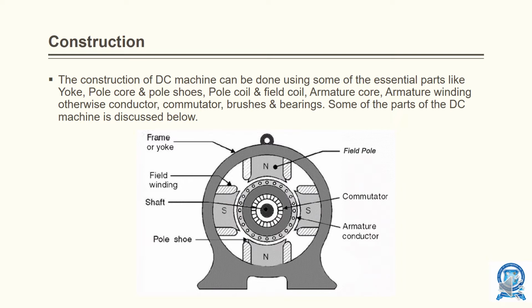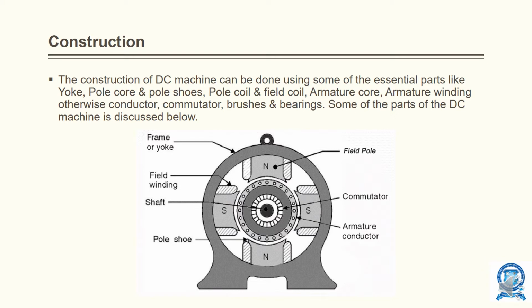The third thing is the commutator, which is mounted on the rotor of the DC machine. The commutator and brush arrangement work like a mechanical rectifier, so it works like a converter. We are going to discuss all these things in detail.